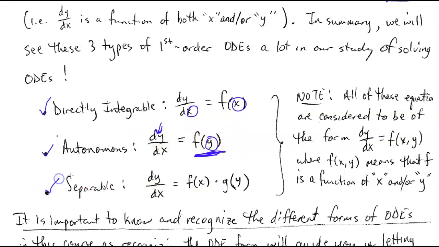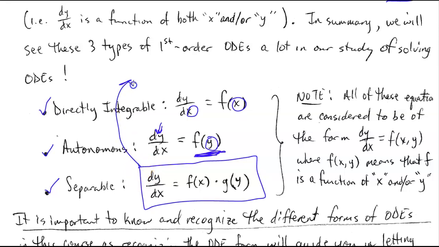We call this separable because if we do the math for this, I could separate or rearrange this equation in such a way to where I would have everything in terms of x on one side and everything in terms of y on the other. To be specific about it, I could take this particular equation and rearrange it this way to where I have dy over g of y, and that would equal f of x times dx.